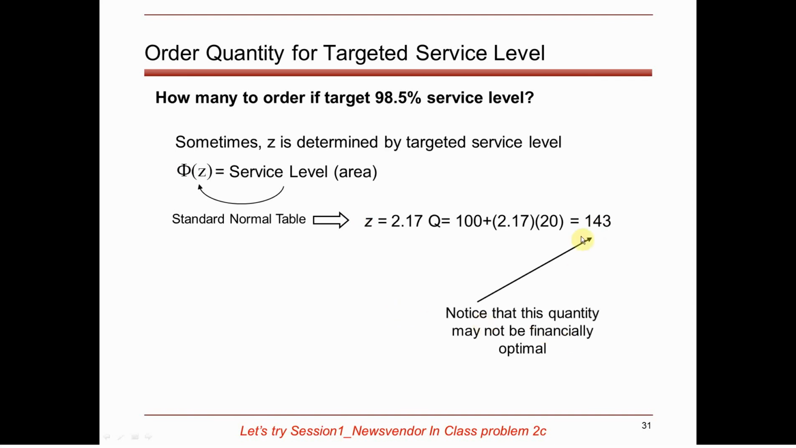Again, this is not the financially optimal quantity. Remember, this is to maintain a service level of 98.5%. In other words, that we don't sell out that amount of the time.